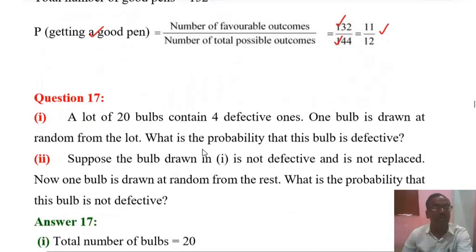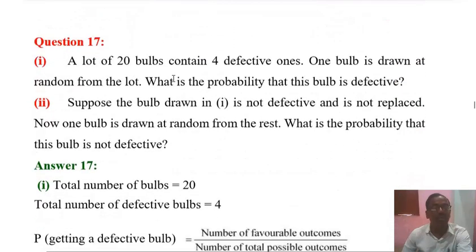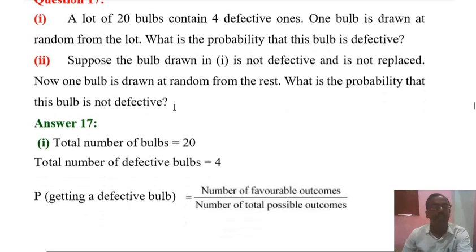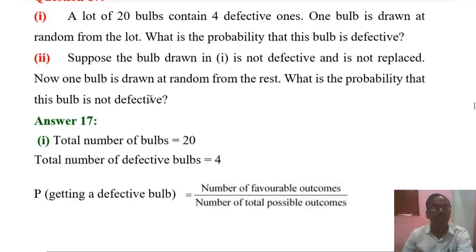Let's see question number 17. A lot of 20 bulbs contains 4 defective ones. One bulb is drawn at random from the lot. What is the probability that this bulb is defective? Suppose the bulb drawn first is not defective and is not replaced. Now one bulb is drawn at random from the rest. What is the probability that this bulb is not defective?